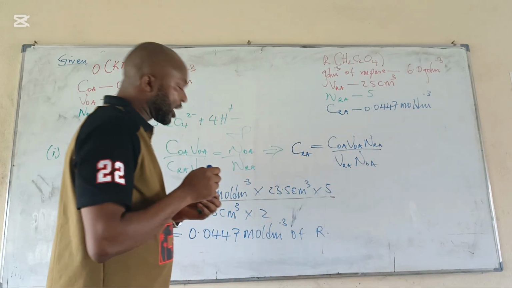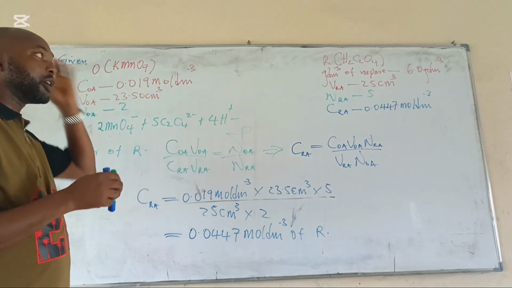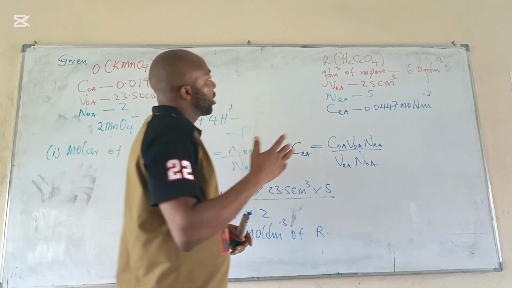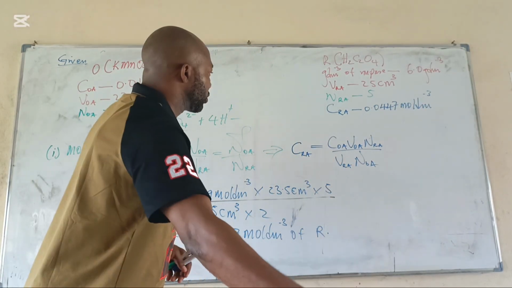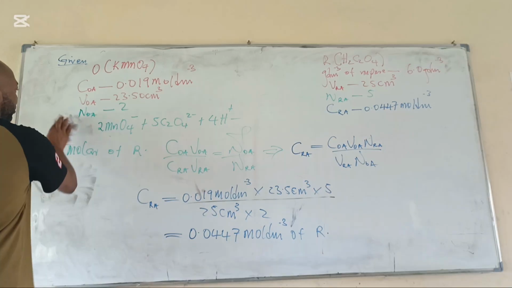The next step is to get the mass concentration of the pure ethanedioic acid. So let me take this out now.